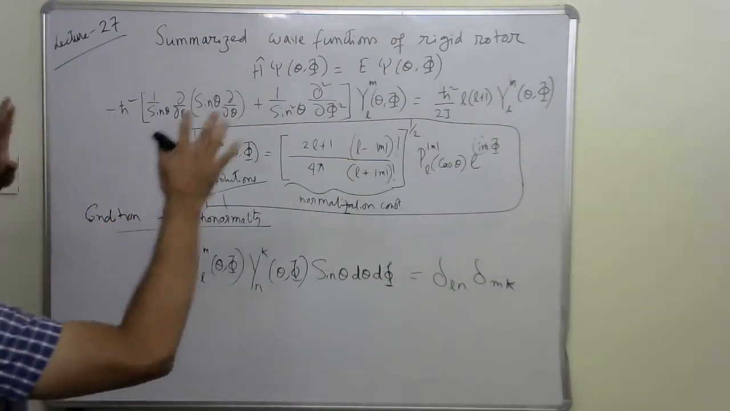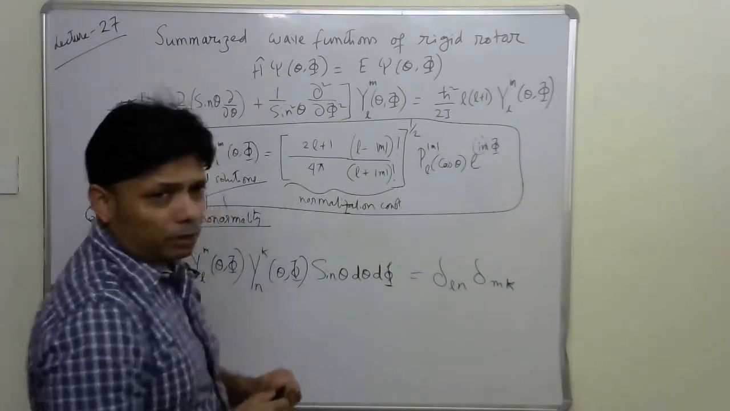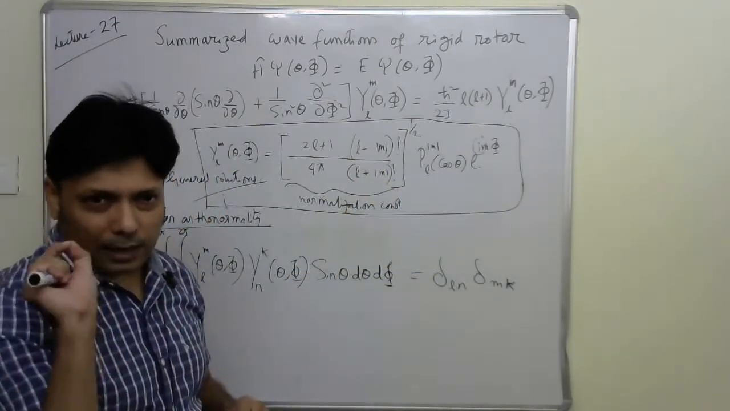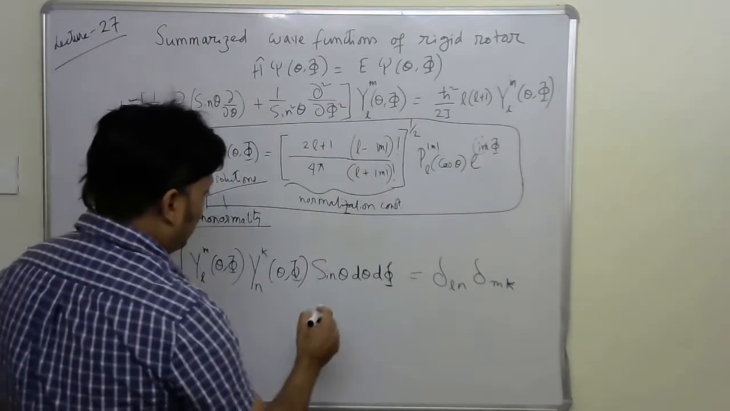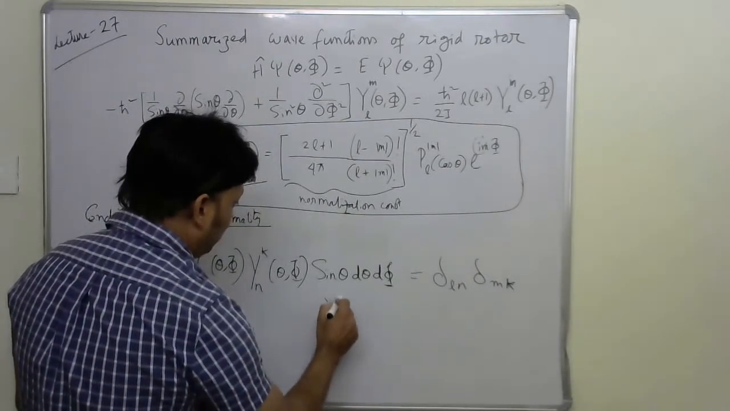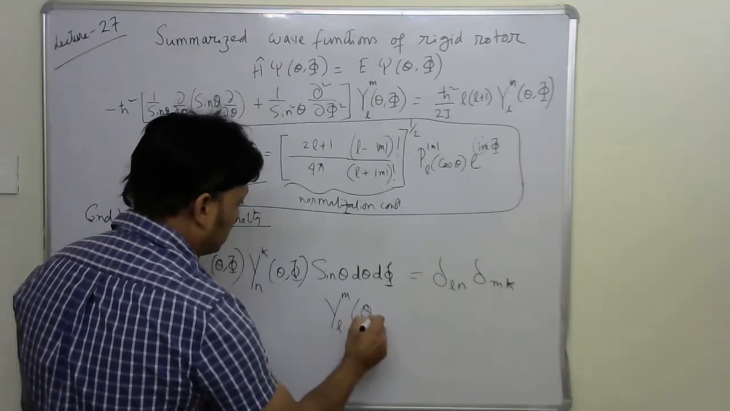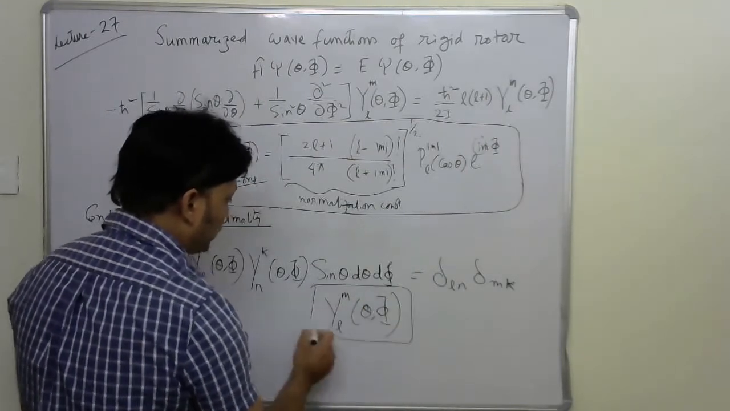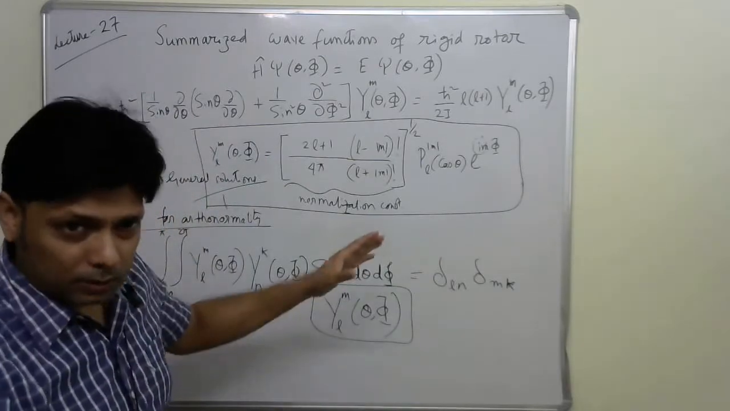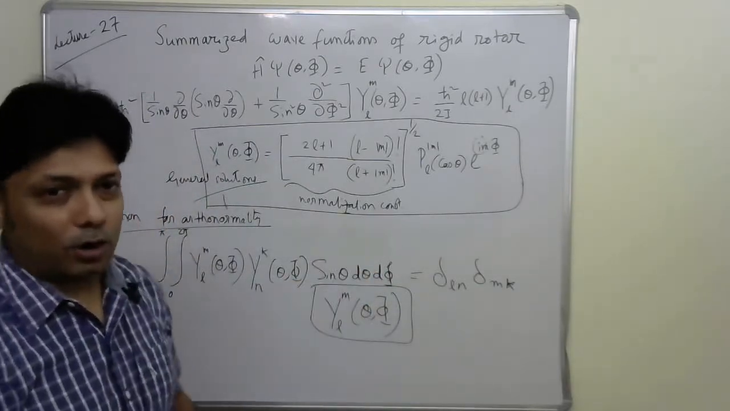So far this has been a summary, but there is still one little aspect left. What is that? The little aspect is I want to talk a little bit more about this thing, Y_lm(theta, phi), the wave function. So let's clean the board and just talk about it.